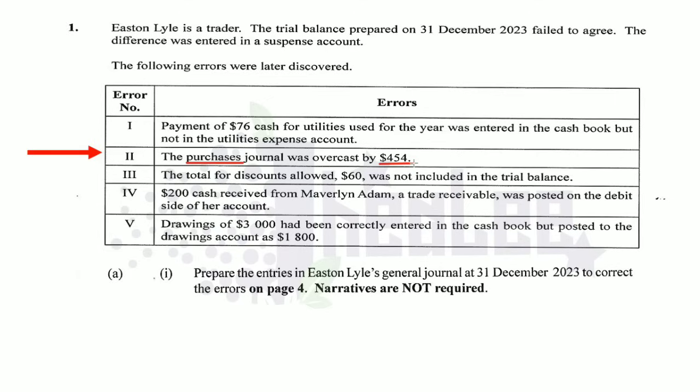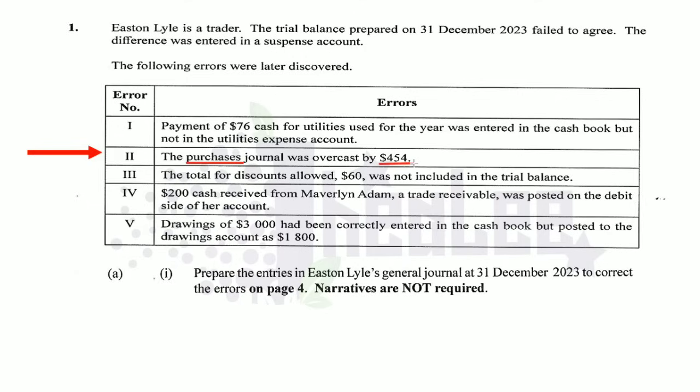And this is so because it was transferred from the purchases journal, because remember your purchases journal shows your credit purchases. And if you have entered $454 extra in that purchases journal, it means that you're going to be posting that figure to your purchases account with that overstated amount, that overcast amount, that extra 454. We now need to get rid of that. How do we get rid of that error? We're going to be crediting the purchases account.